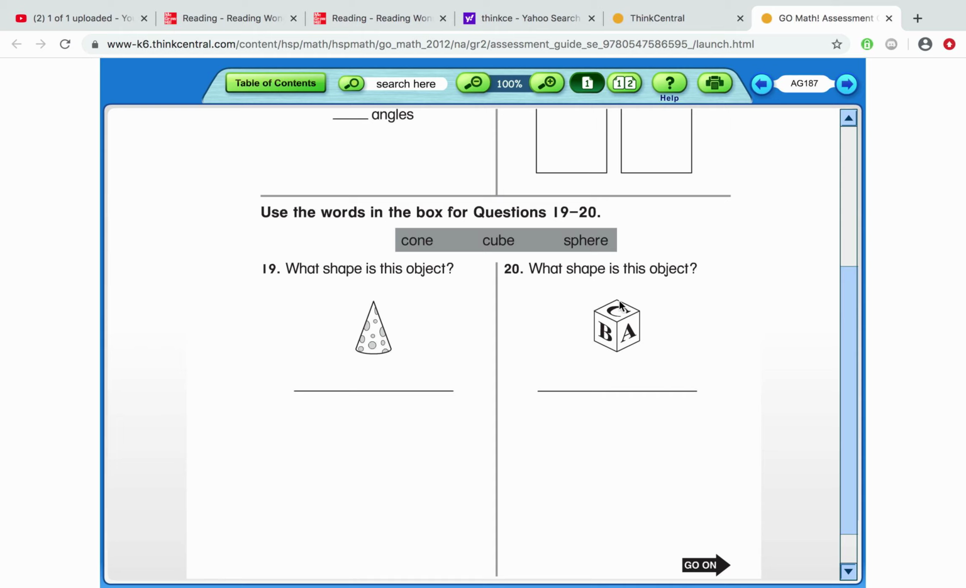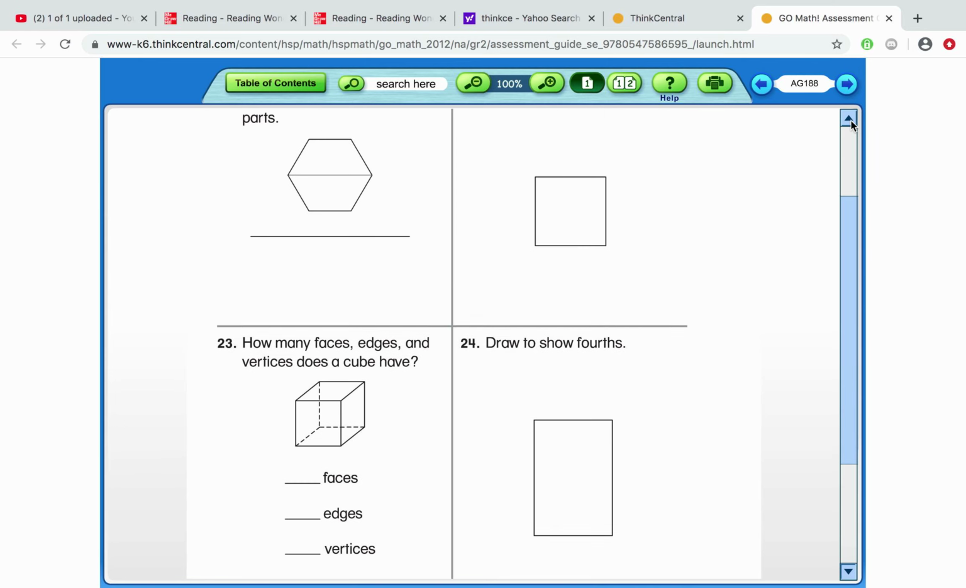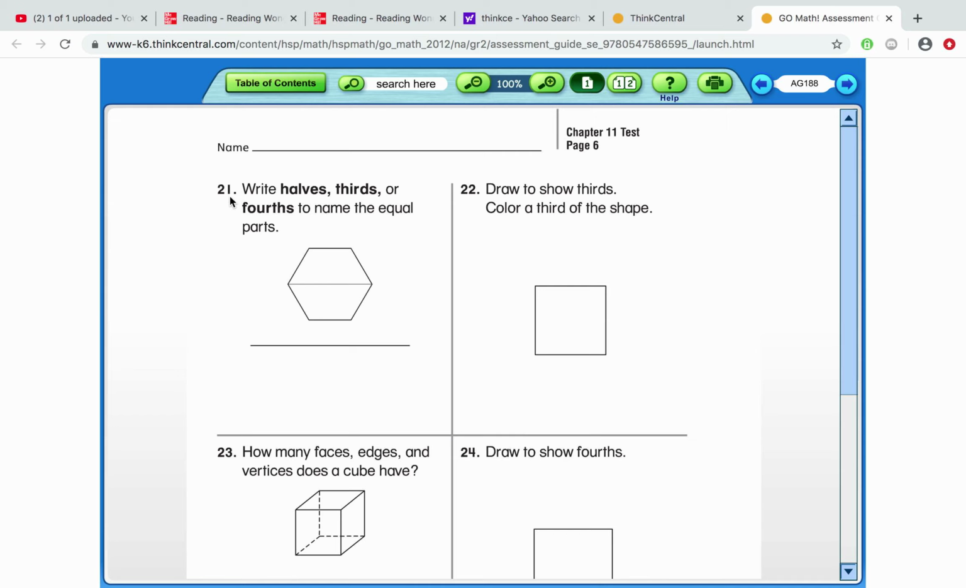This is a cube, a 6-faced object, 6 square faces, top, bottom, front, back, and side to side. The answer is cube. We did not use a sphere. And here's our last page already. Number 21, write halves, thirds, or fourths to name the equal parts.